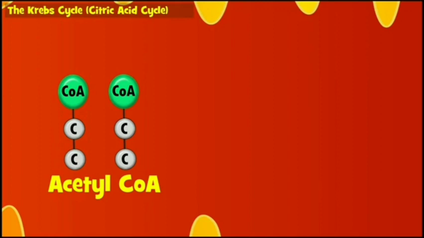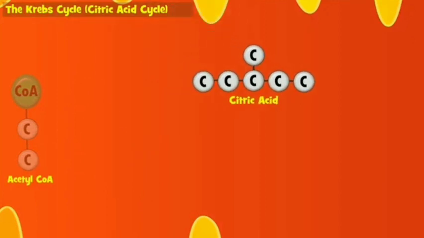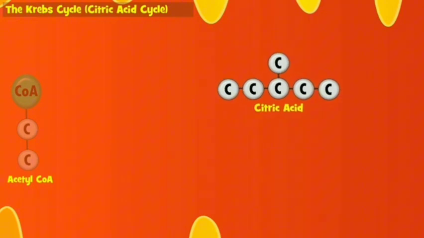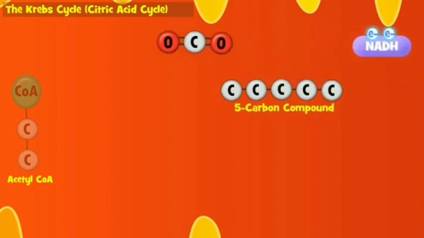First, acetyl-CoA reacts with a 4-carbon molecule called oxaloacetate. This makes a 6-carbon molecule called citric acid. For this reason, the Krebs cycle is sometimes called the citric acid cycle. Citric acid gets oxidized, transferring electrons and hydrogens to NAD+, forming NADH. This oxidation reaction causes the release of CO2 as well.